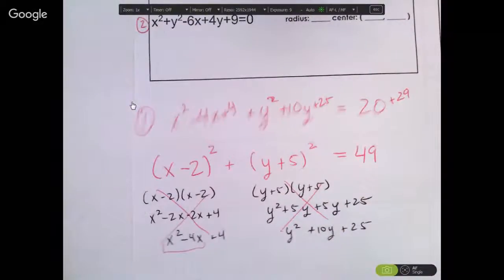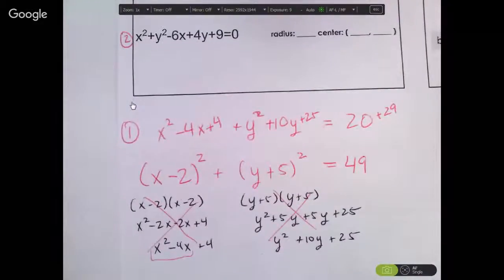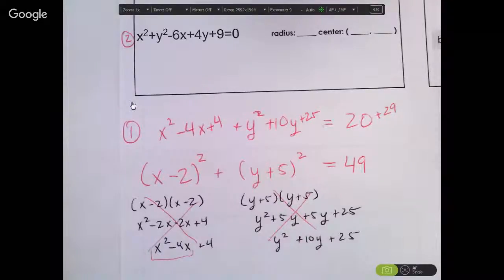I guess I didn't need to cross it out. But why couldn't you just do 2 squared and then put the 4 there, and then 5 squared and then put the 3 and 5 there and not have all that back?